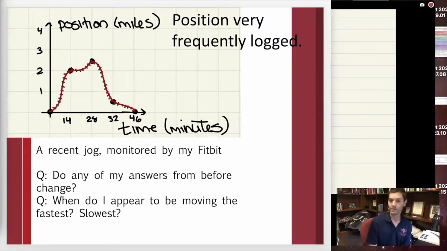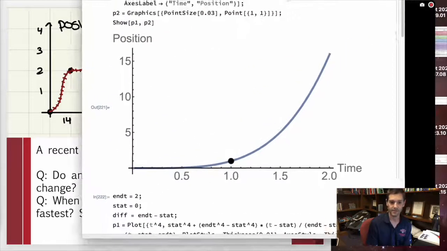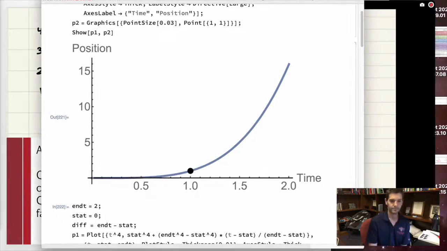So here's the idea. Suppose this is my position versus time graph. And I want to know something about, suppose it's me running, what I'm doing around t equals 1. Let's say these are minutes. So t equals 1 minute, for example.